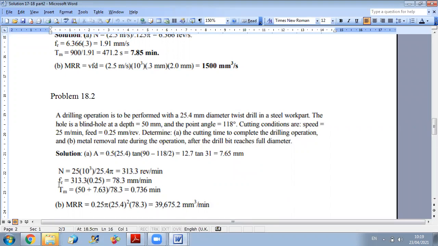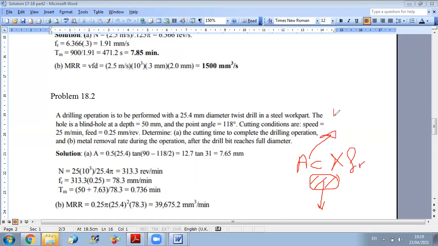We solved for the machining time, and now we should determine the metal removal rate. In drilling operation, how do we determine the removal rate? Knowing the cross-sectional area of the drill and the advancing velocity, the feed rate Fr, we can multiply the cross-sectional area AC by the feed rate. The cross-sectional area is simply given by pi d square over 4.